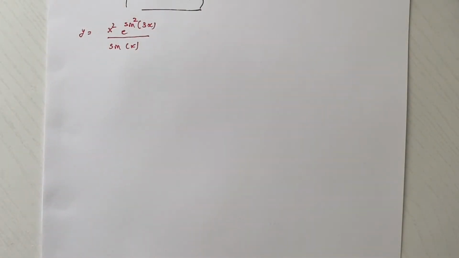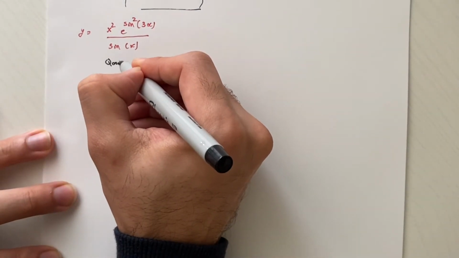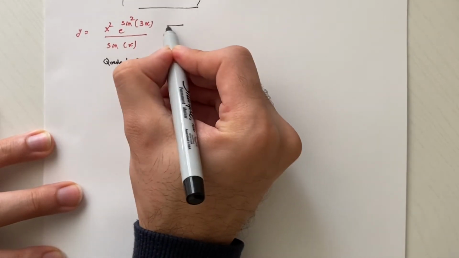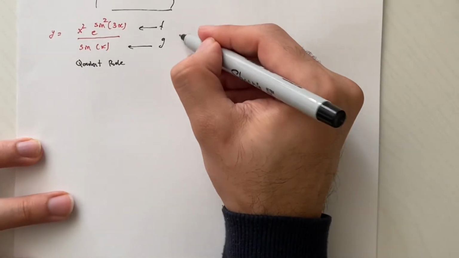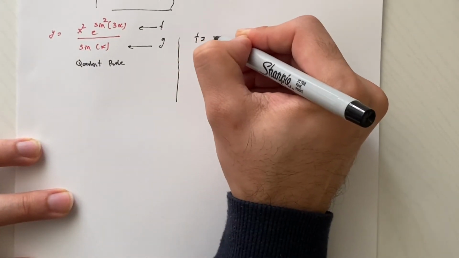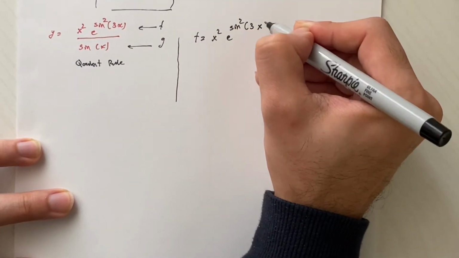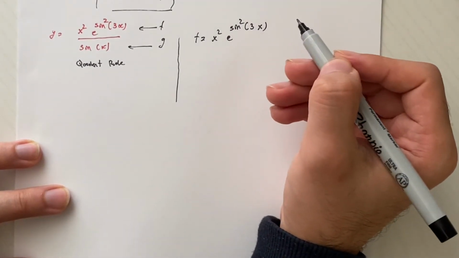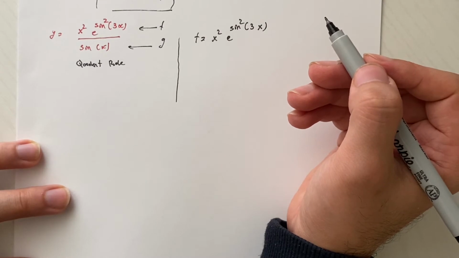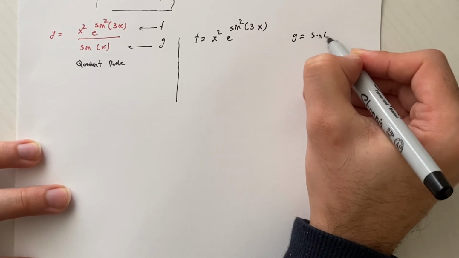Now we have this complicated function. We want to differentiate it. So first we will use the quotient rule. So the top one is gonna be the f function and the bottom is gonna be g. And then I'm just writing what the f function is, and then I'm gonna write what the g function is. So again, the g function is gonna be g equal to sine of x.